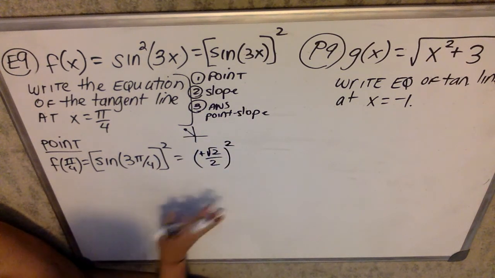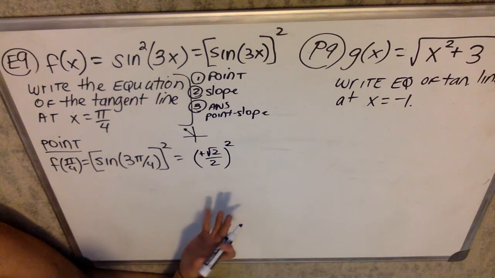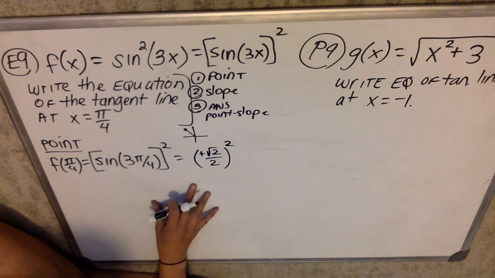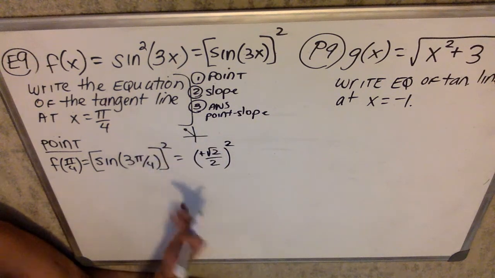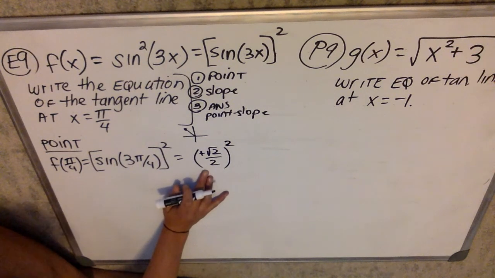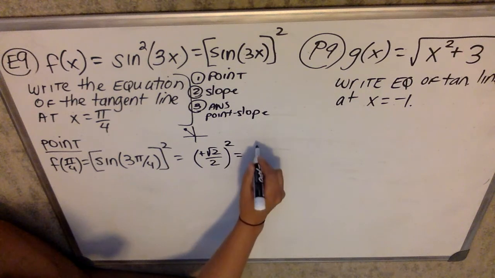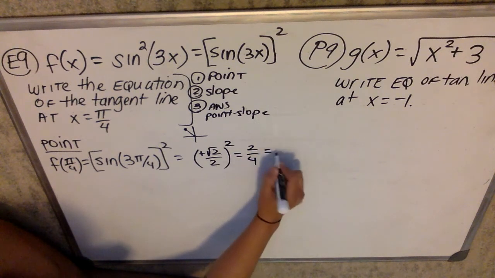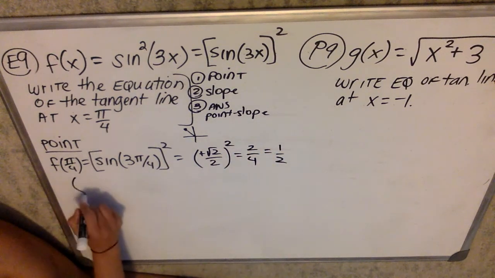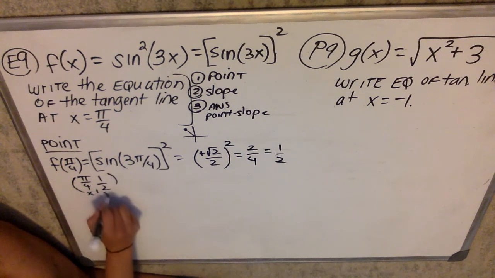But point being, you're going to have brain fart moments like that, but you want to know what you're talking about. You want to know the unit circle. So, positive root 2 over 2, because sine is the y value. So at this spot, the y value is positive. So I'm going to end up getting that this is 2 over 4, or 1/2. So I now have my point. My point is pi over 4, comma 1/2. That's my x, comma y.